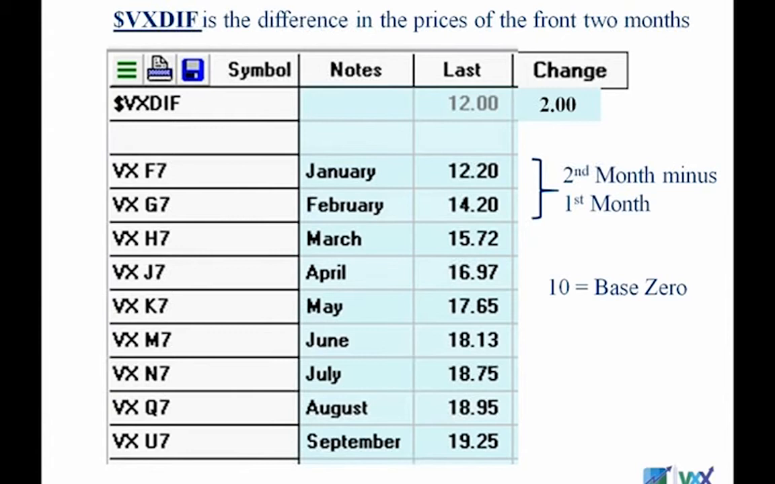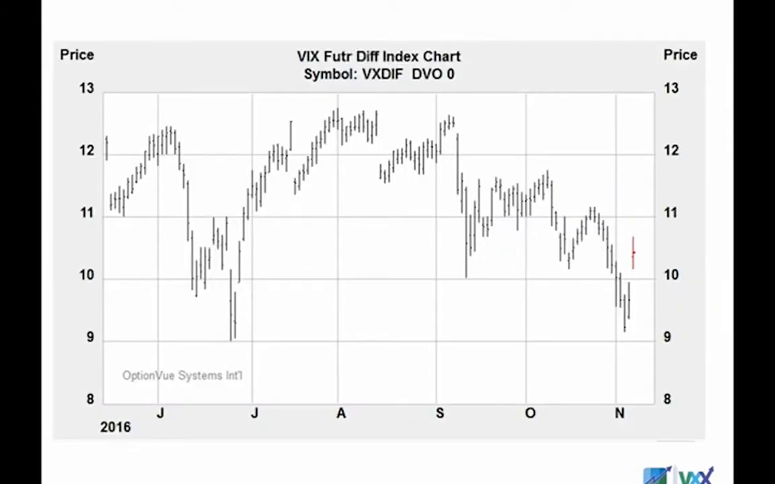Okay, so 10 is base 0, and then what we've done at option view is we've gone back many years. We have actually calculated the open, high, low, and close for every day going back years and years so that we could back test this thing, the VIX diff, the difference between the front 2 VIX futures contracts. Isn't that something? Okay, it's all software, it's all ones and zeros, as they say, right? You just program a computer and away it goes. And so we've done a lot of work here to get this data.